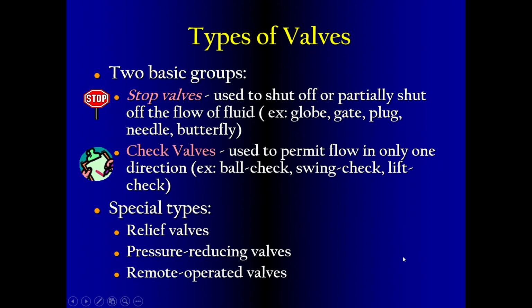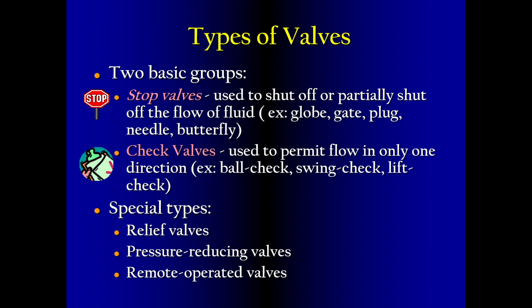As for the types of valves, there are two basic groups which divide valves, and also there are special types, that is relief valves, pressure reducing valves, and remote operated valves. The two basic groups are stop valves and check valves. Stop valves are used to shut off or partially shut off the fluid flow. Examples are the globe valve, gate valve, plug valve, needle valve, and butterfly valve.